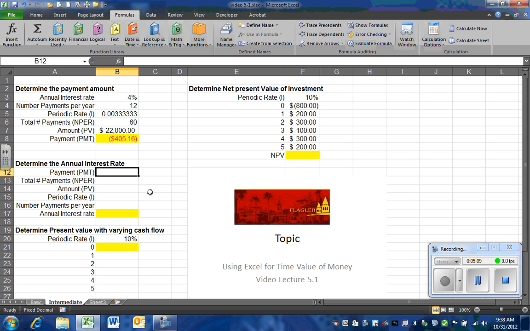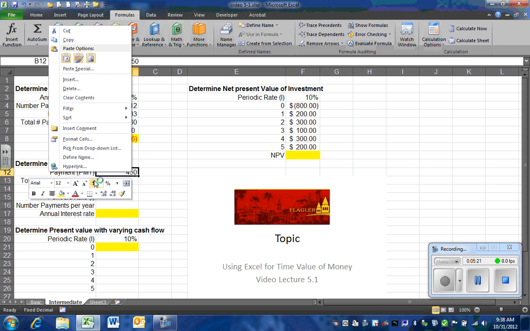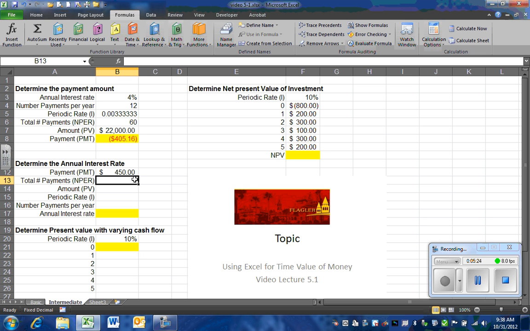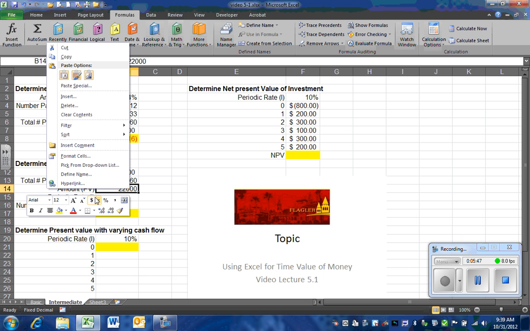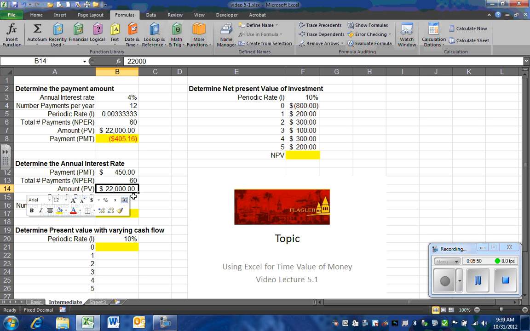So let's say we are told by the dealer that we can lease the vehicle for $450 per month. So again, we can format that to dollars. The lease is going to be for 5 years, and these lease payments are monthly, so we have 60 lease payments. And we know that the value of the vehicle is $22,000. Again, we can format that for dollars.